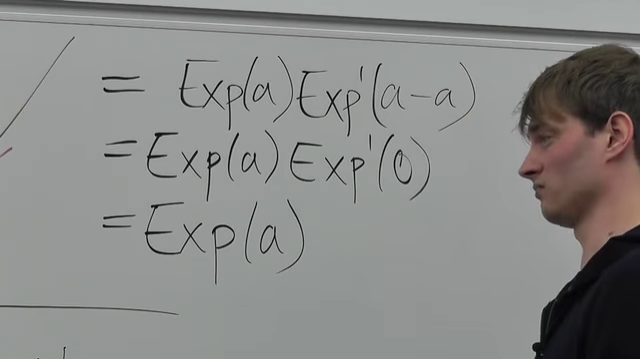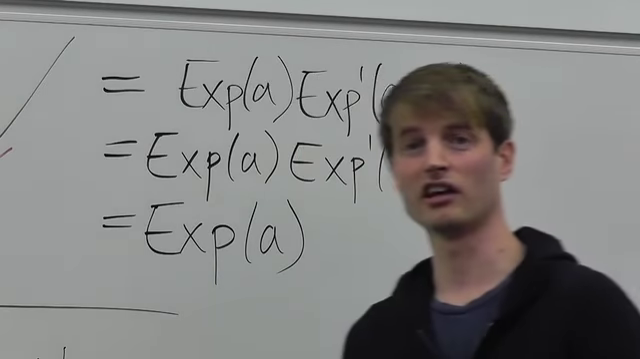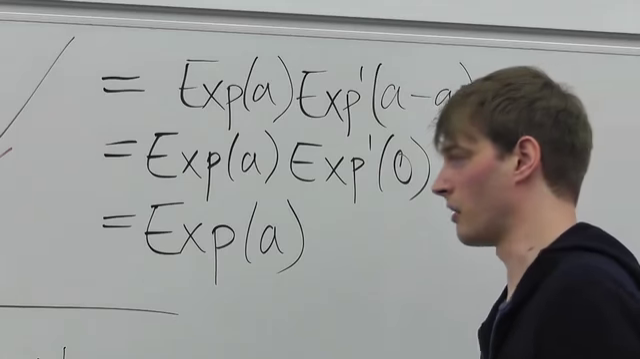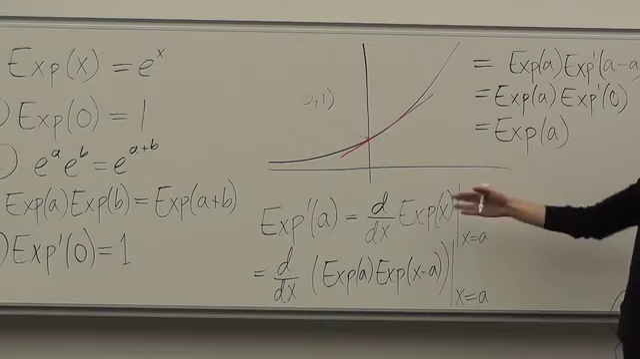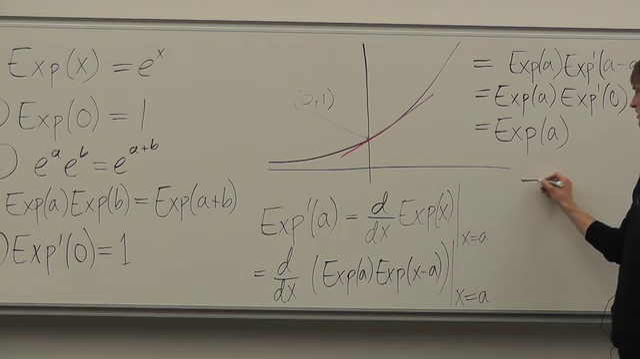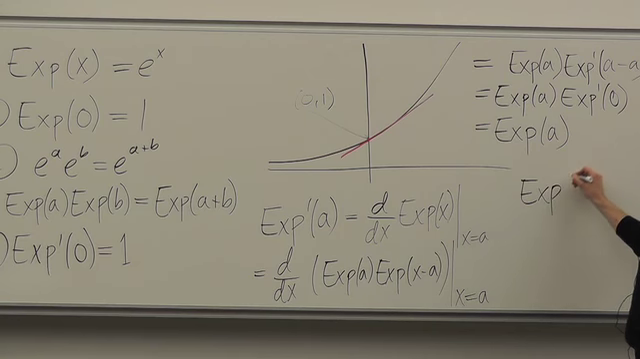So what we've shown is that when we take the derivative at a point a, we just get back the function, exponent of a. So if we're happier writing x instead of a, we can do that. So the first derivative of the exponent function is just equal to the function itself.